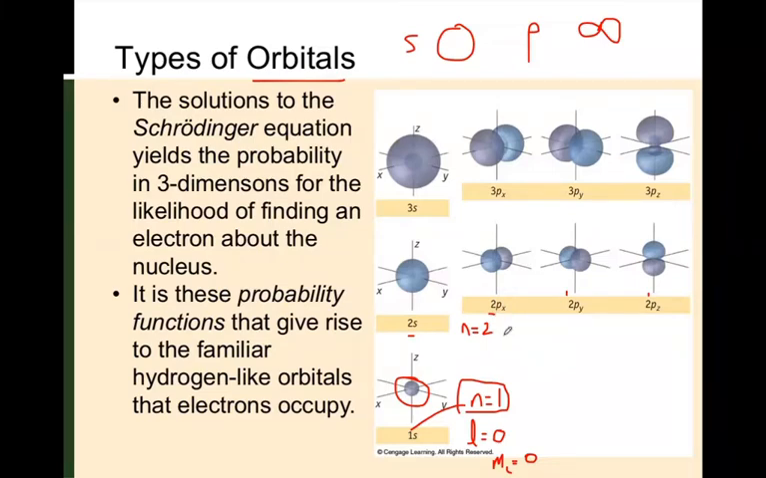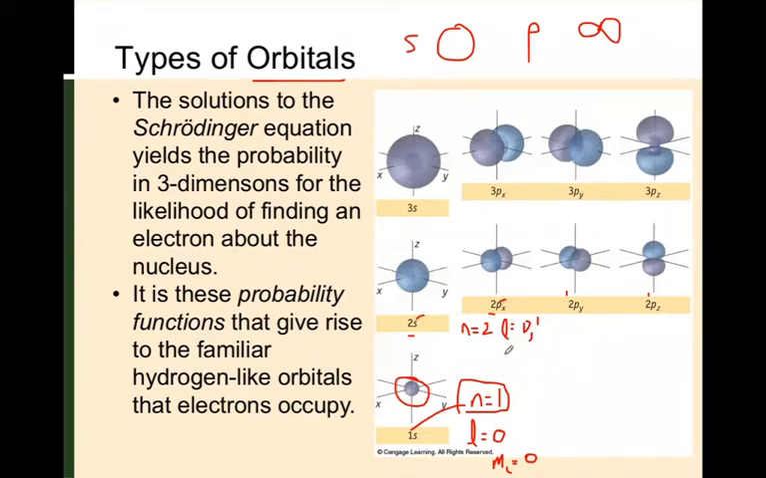So L can then take values up to n minus 1. So L is going to be equal to 0 and 1. So it can take values from 0 up to n minus 1. So n minus 1, 2 minus 1 is 1. So these are the values 0 and 1. So that means we could have 2 types of orbitals. And that's in fact what we do have. We have the s orbital here, the spherical one, and we have this bow tie shaped one, the p orbitals.